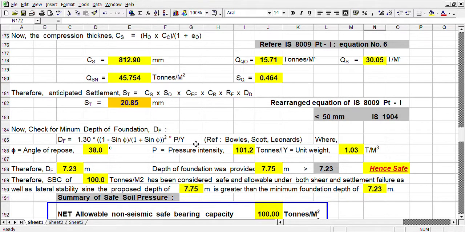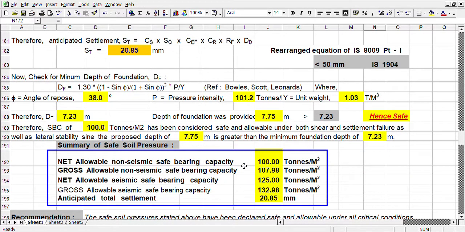Now we have to check the depth of foundation, whether there are chances of failure or not. This equation is recommended by Bowles, Scott, Leonard, using the angle of repose. Angle of repose for sandy soil is considered equivalent to angle of internal friction. On calculation, assuming this bearing pressure, this is the pressure intensity, we are getting the minimum foundation depth required as 7.23 meter below this cover level. And we have provided foundation depth of 7.5 meter, which is greater than this. So it is safe.